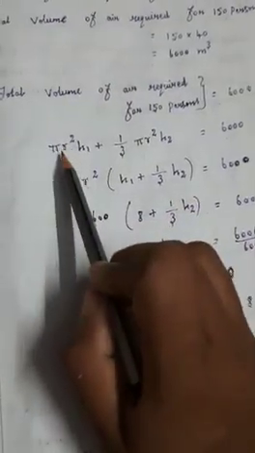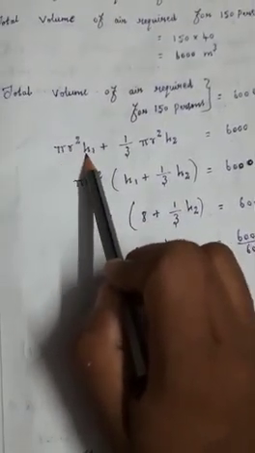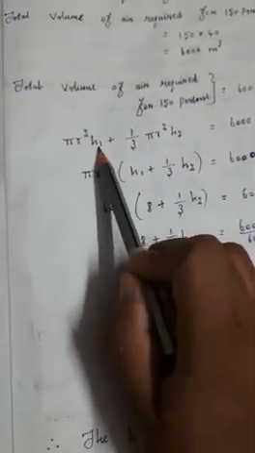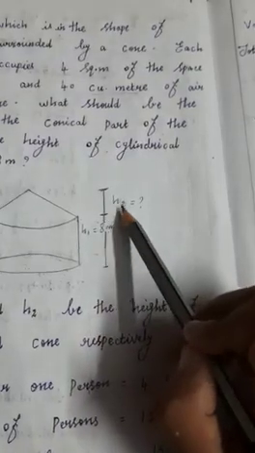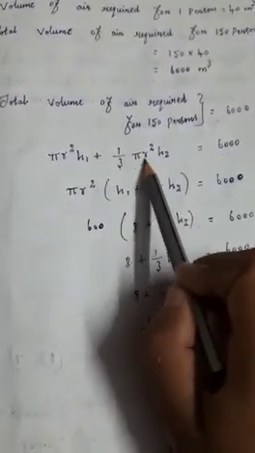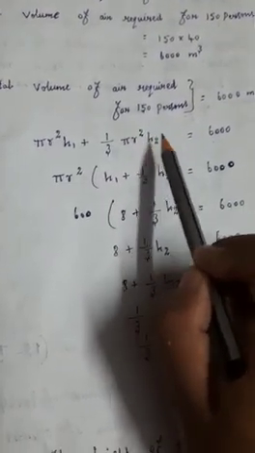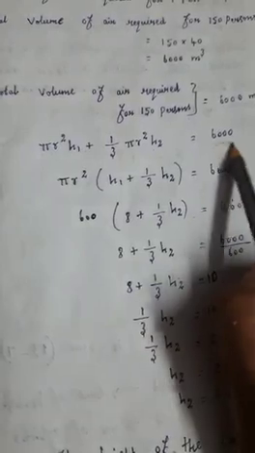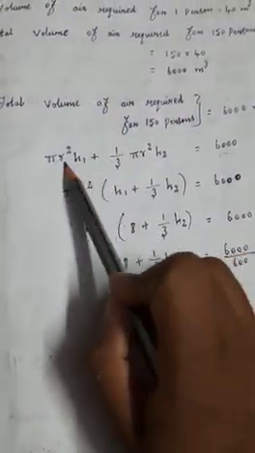Here, what is the volume of the cylinder formula? Pi r square h, where we have taken the cylinder height as h1. So pi r square h1, plus the volume of the cone. The cone height we have taken as h2. The volume of the cone formula I know is 1 by 3 pi r square h, but that height we have taken as h2. If you add both, that gives this volume. We already know the volume, so we have to find the height. That's why we have written this formula, this equal to this one.